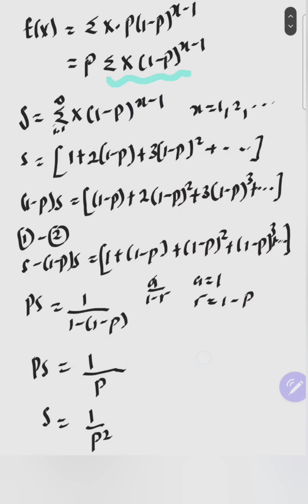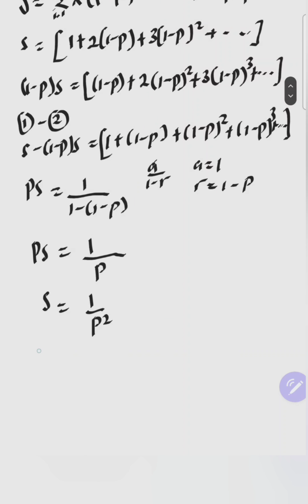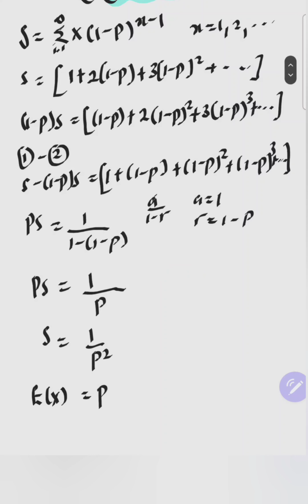Now coming back, you can see from here that our expectation of x is this. So my expectation of x equals p, replacing this with s, so you have p times 1 over p squared, and your expectation is 1 over p.